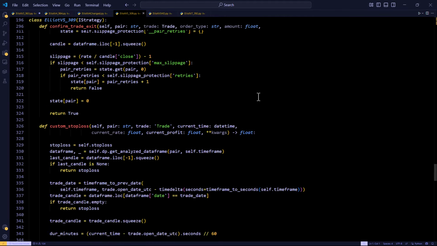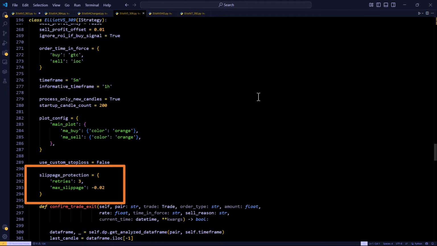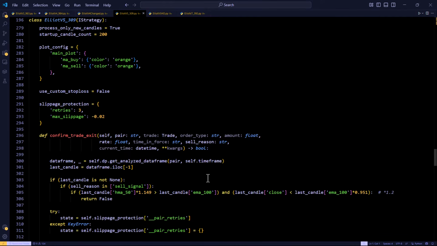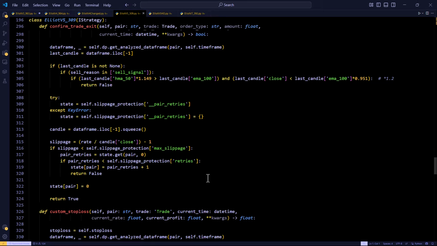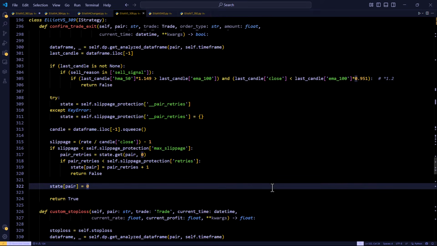The slippage protection method monitors actual slippage on trades and retries trades up to 3 times if the slippage is too high. It calculates how much worse the actual trade price is compared to what we wanted, and if the trade price is more than 2% worse, it cancels the trade and tries again up to 3 times. So you see, it only accepts the trade if the price is within our acceptable range, here minus 2% or better. If not, then the trade is cancelled.